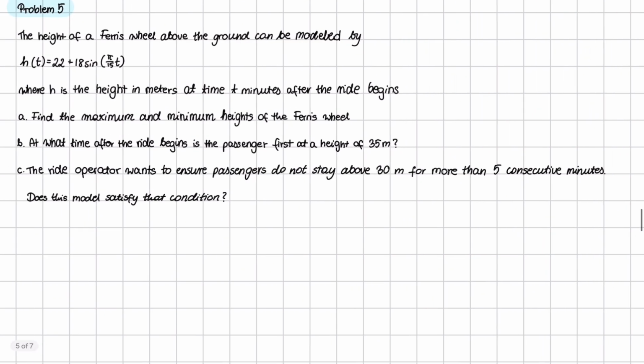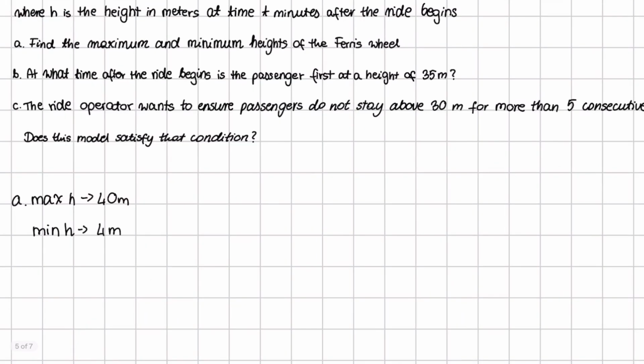And the easiest possible way is just to type this function into our graph function on a GDC and then choose gsolve, maximum point and minimum point, and we will have these points. So our maximum height is 40 meters and minimum height is 4 meters.